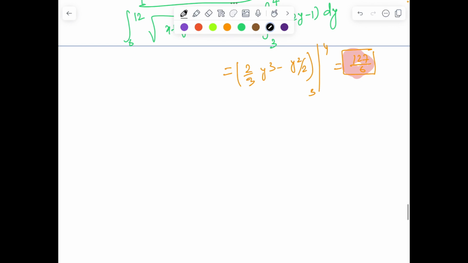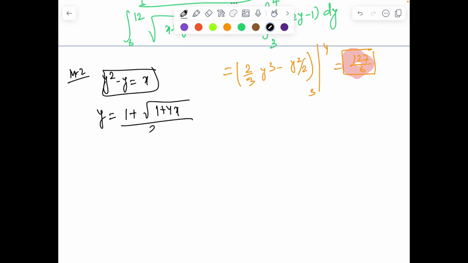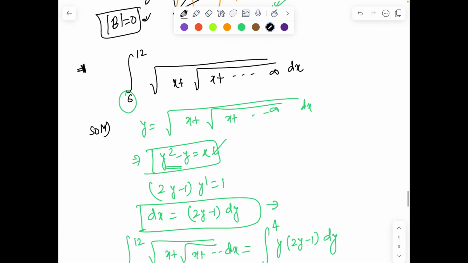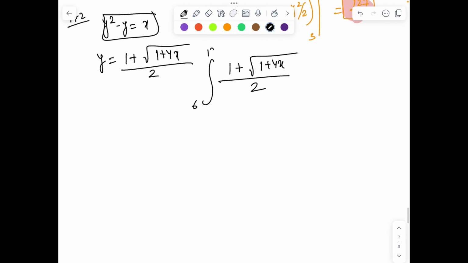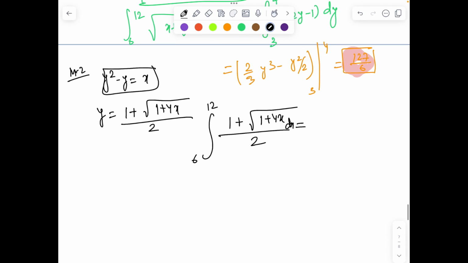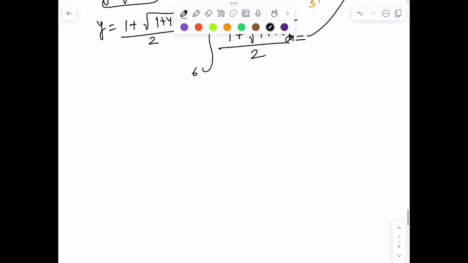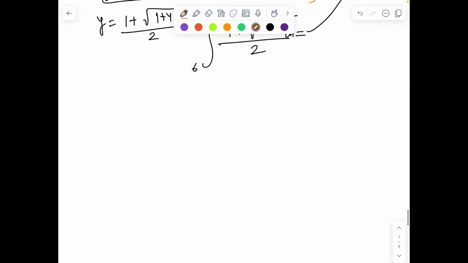Of course, this problem could be done by solving, as Method 2, y square minus y equal to x, and you can solve for the positive root because y is positive, so y is (1 plus root of 1 plus 4x) by 2. And now you can integrate this over the given interval, right? Whatever interval they have asked for, so let's say 6 to 12. And if you use the usual integration trick, this is exactly going to give you 127 by 6. So this was really a nice problem which involved basic ideas which we already know.